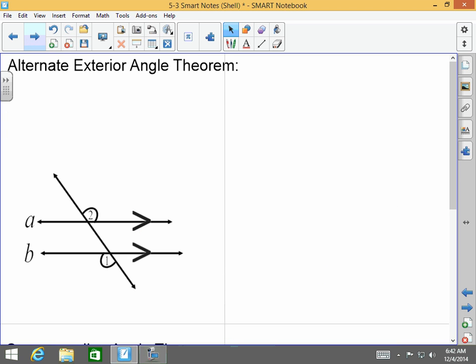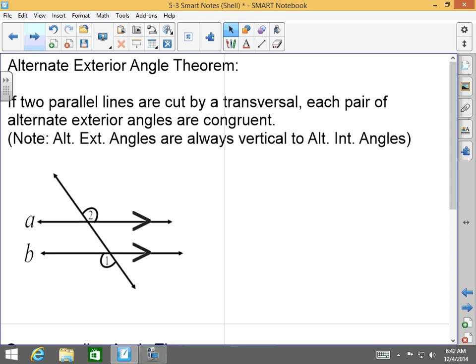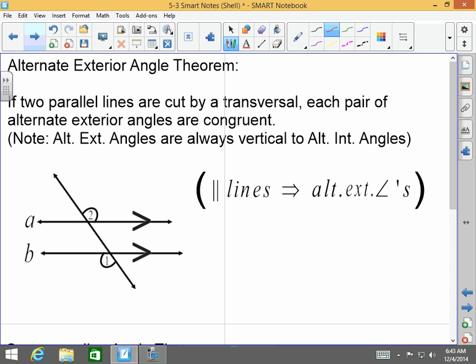All right, let's continue. Alternate exterior angle theorem. The alternate exterior angle theorem states that if two parallel lines are cut by a transversal, each pair of alternate exterior angles are congruent. Note that alternate exterior angles are always vertical to the alternate interior angles. So if you have parallel lines, then alternate exterior angles are congruent. That means angle 1 will be congruent to angle 2.